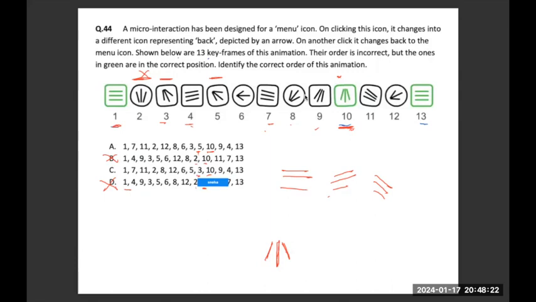5 is pointing in this direction, and 3 is pointing at a slightly different angle, more towards a vertical angle. In order for the animation to function smoothly, I will have to have these two sequentially, which means 5 I will reject completely, so option A is wrong, and I will choose option C.